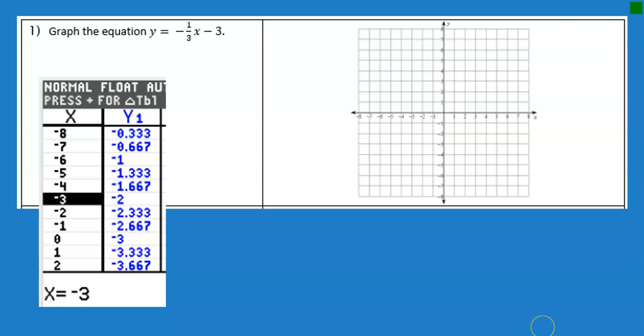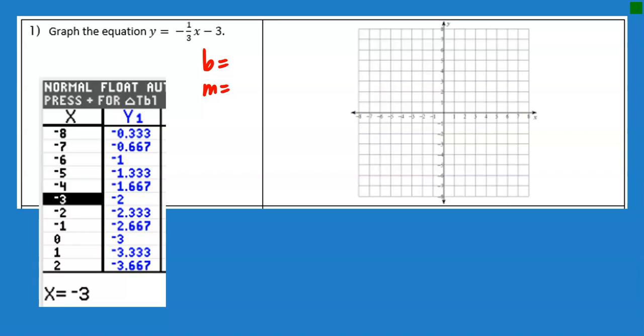Question 1 asks us to graph the equation, and then it's something from the linear family. So we actually have two ways that we could do this. The first way, the way that we learned in class, is to identify the y-intercept and the slope, and then use those to figure it out on the graph.